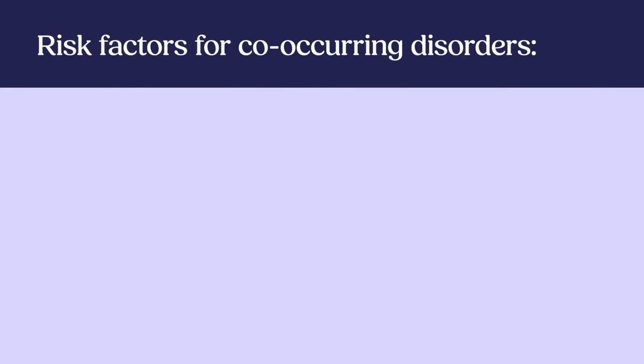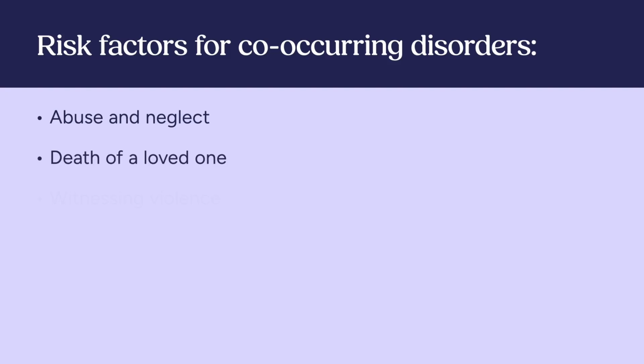Now, let's talk about who is at risk for co-occurring disorders. Risk factors in adolescents and young adults include experiencing abuse and/or neglect, the death of a loved one, and witnessing violence such as bullying, interpersonal violence, and even violence within social media or video games. These can all lead to serious mental and physical health problems.